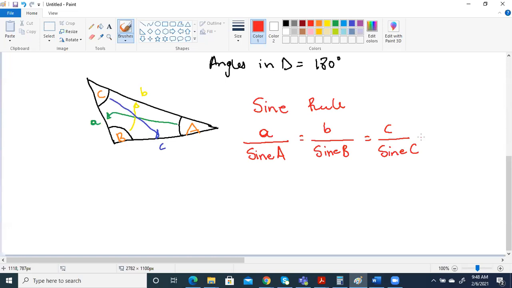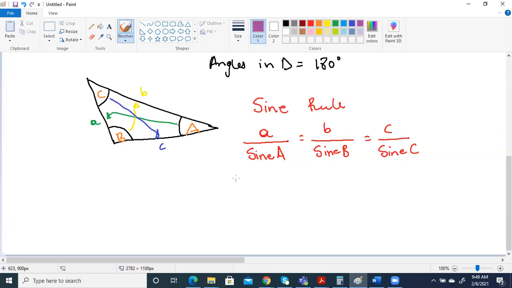So what that means is that if you were to take this side over the sine of the opposite angle, it is going to be equal to any of the other sides over the sine of the opposite angle. Any of them, any two of these you can put together and they are equal. A over sine A is equal to B over sine B. That same A over sine A is equal to C over sine C. They're all equal. The ratios are equal. So that's what the sine rule says.